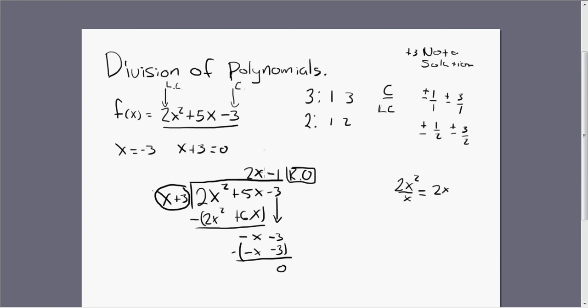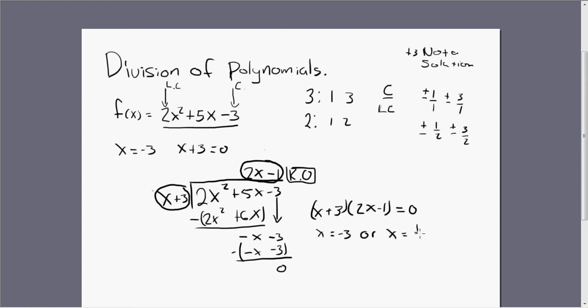Because the polynomial has a degree of 2, it also means that this is also a factor. So I can now say x plus 3 times 2x minus 1 equals 0. And I now know that x equals negative 3 or x equals 1/2. And that's it. That's how you divide polynomials. And like I said, by dividing polynomials, this helps us find factors of the polynomial. That's it.